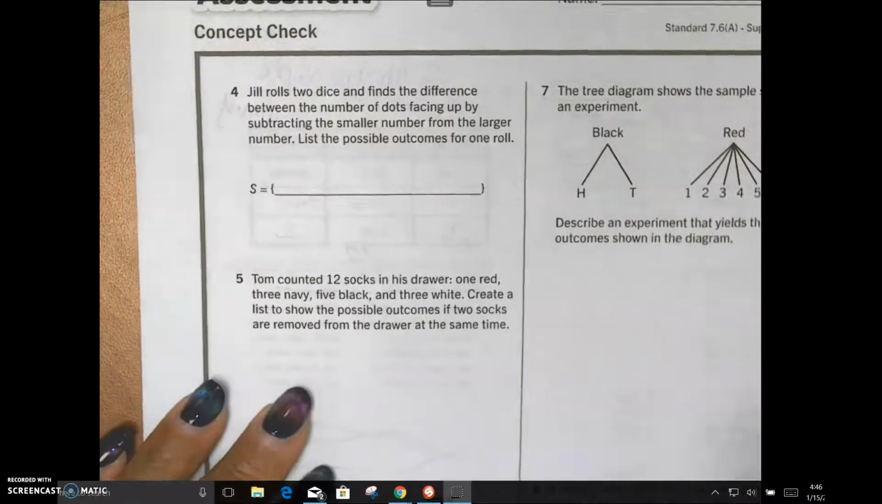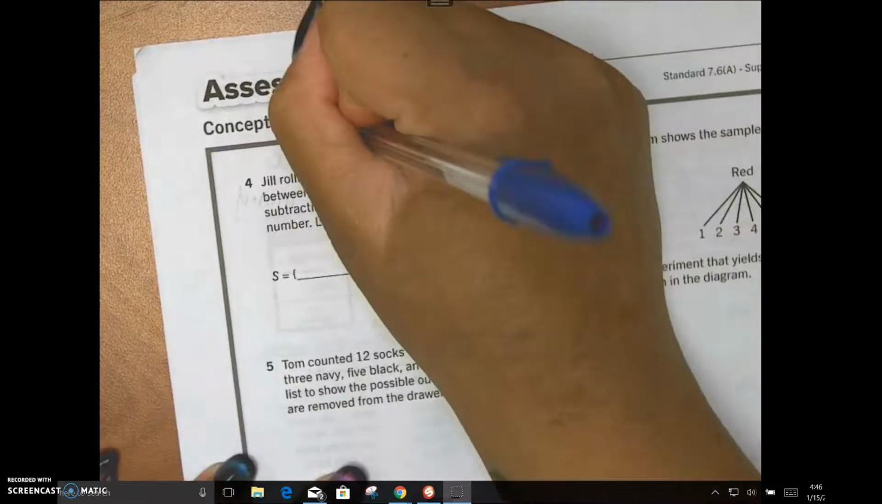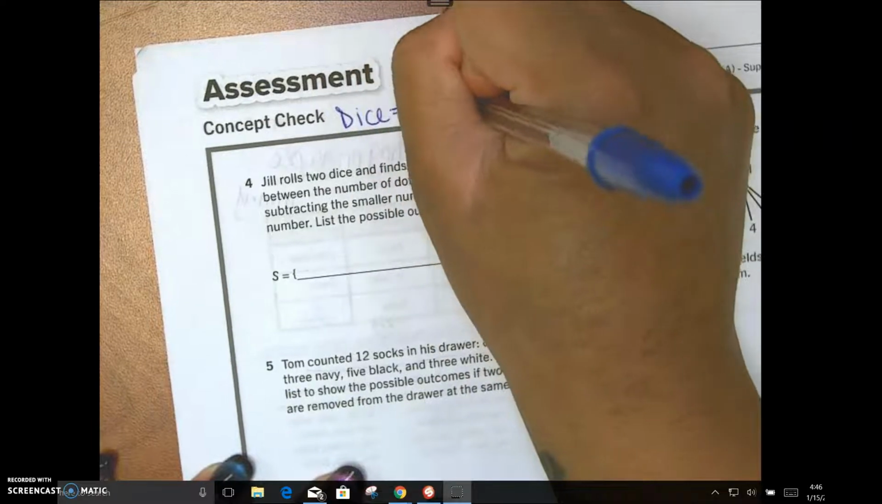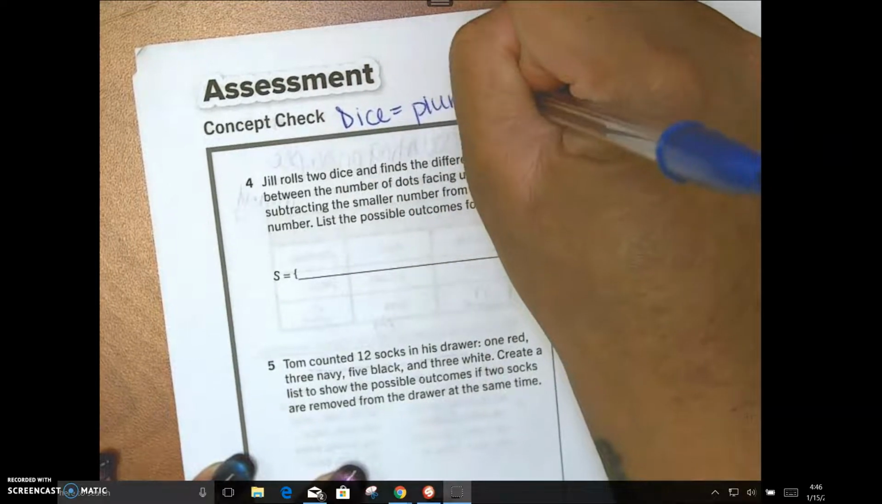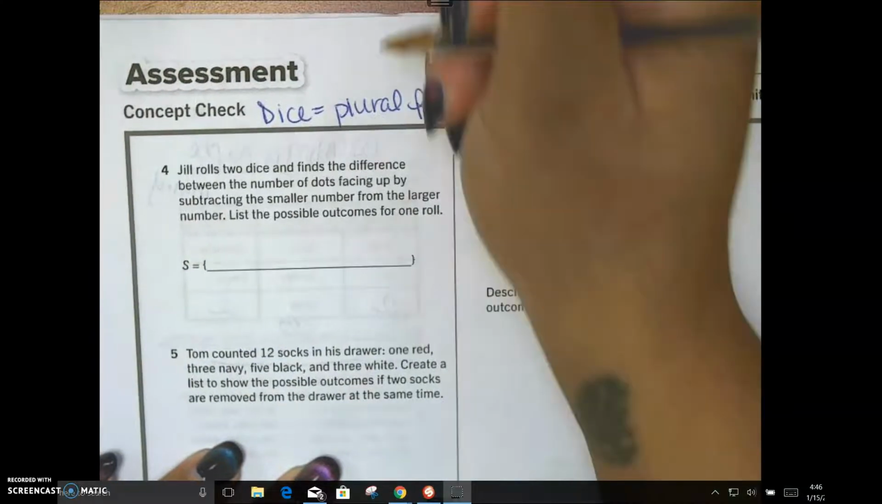Okay, Jill rolls 2 dice and finds the difference between the number of dots facing up by subtracting the smaller number from the larger number. By the way, the word dice is plural for die. Not the actual action die, but like the number cube.